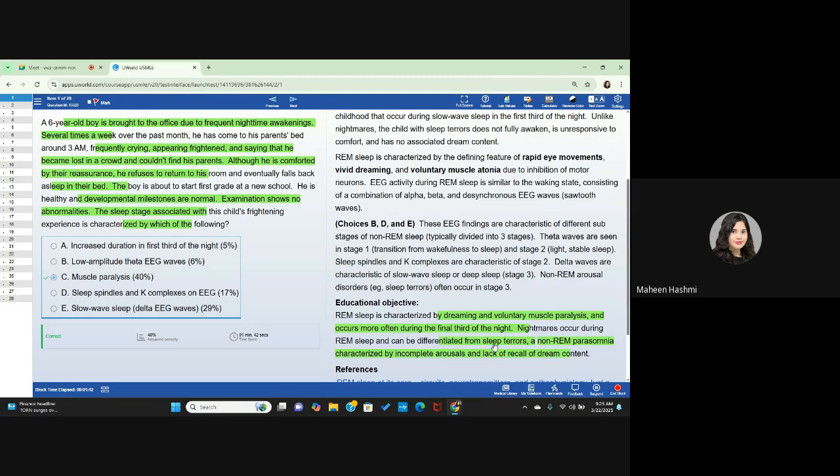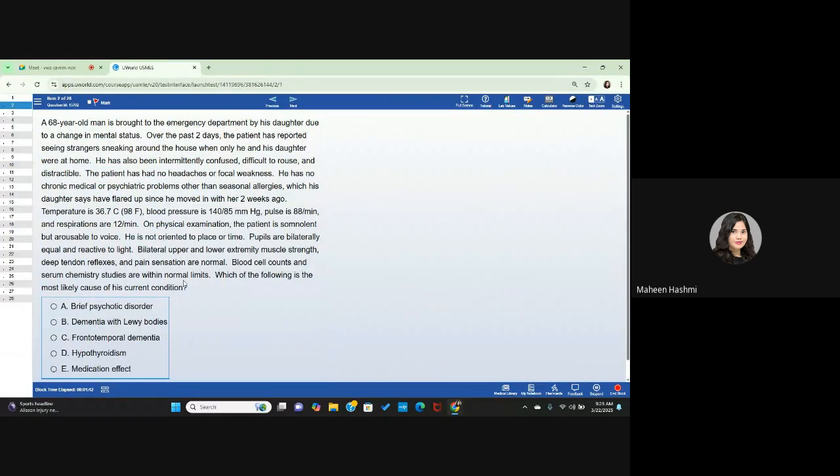So, how do you differentiate nightmares from sleep terrors? What's the differentiation? Sleep terrors are not remembered, whereas nightmares are remembered afterwards. Exactly. Even the word states nightmare, you can recall that sequence of events, but in sleep terrors, you cannot do that. All right. We have a next question for today.